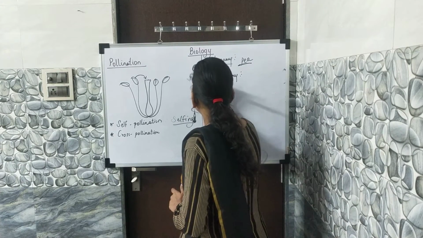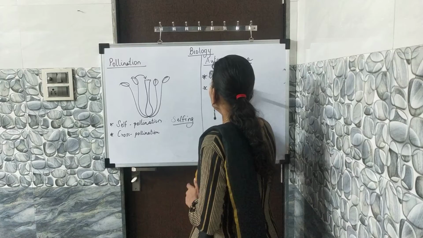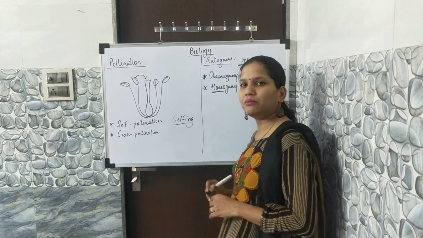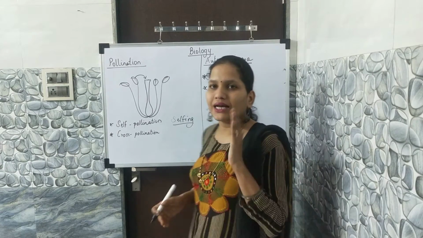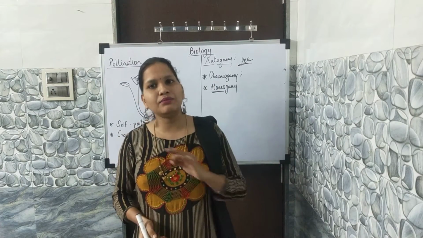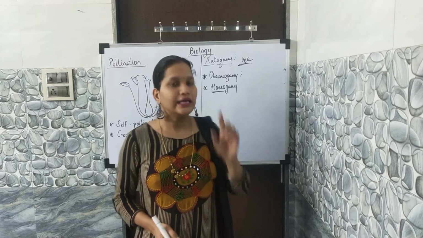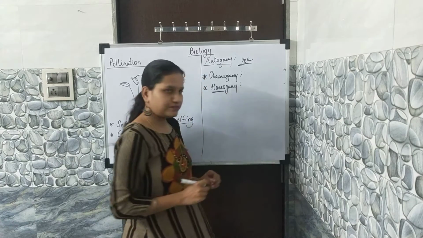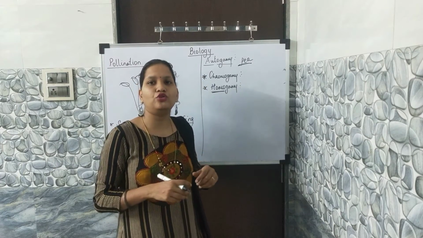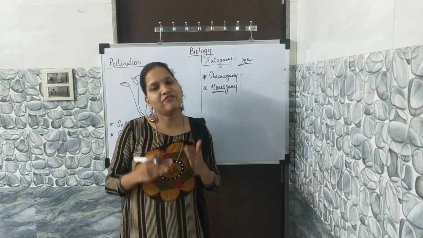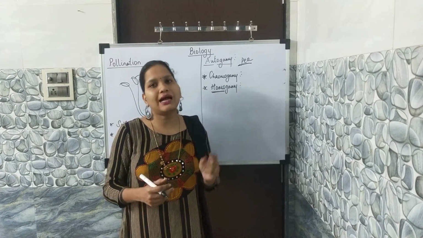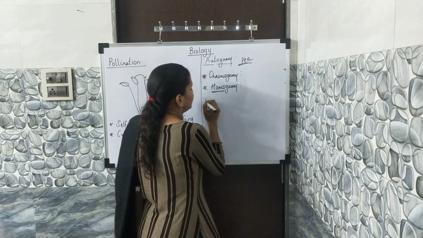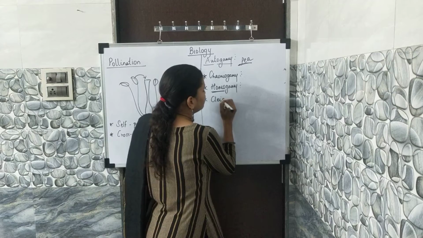Next is homogamy. The name itself tells you: homo means same, gamy means gametes. So the concept here is that the anther and the stigma, both male and female, get mature at the same time. Homogamy. Next is cleistogamy.